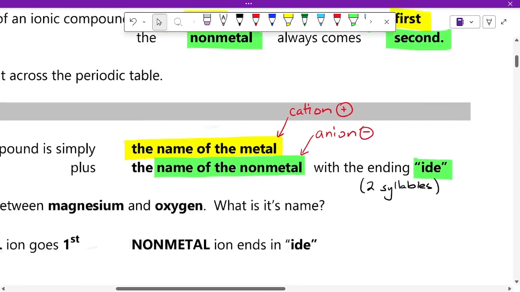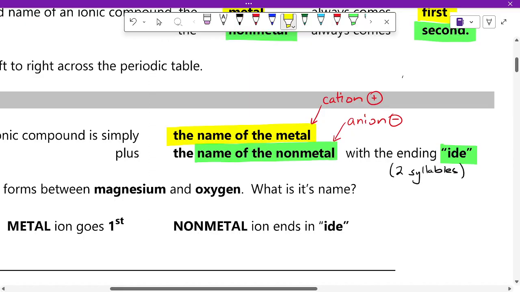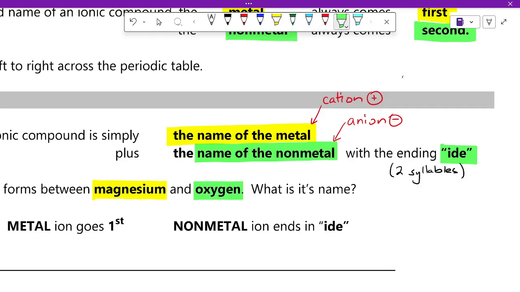All right, so if we have a compound that forms between the metal, magnesium, and the nonmetal, oxygen, what would we name it? Magnesium. Metal goes first. And then the nonmetal comes second. What's the name of oxygen when it becomes an ion? Oxide. And that's it. Super straightforward, yes?